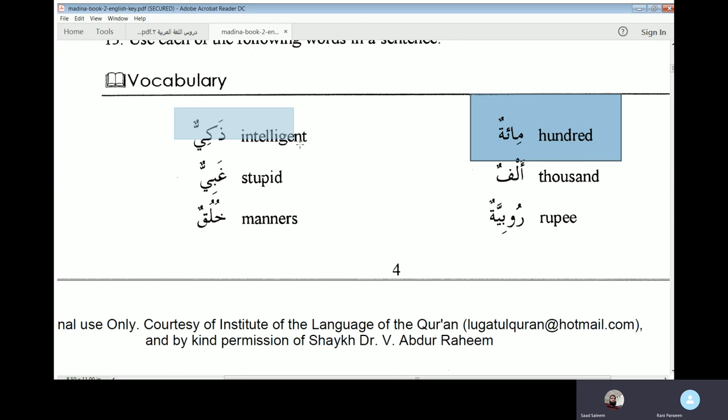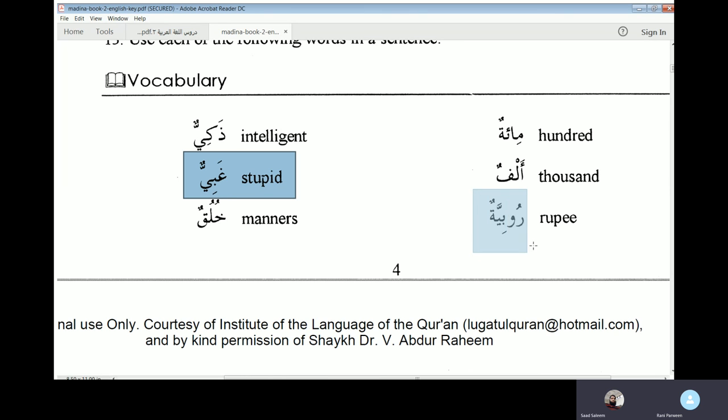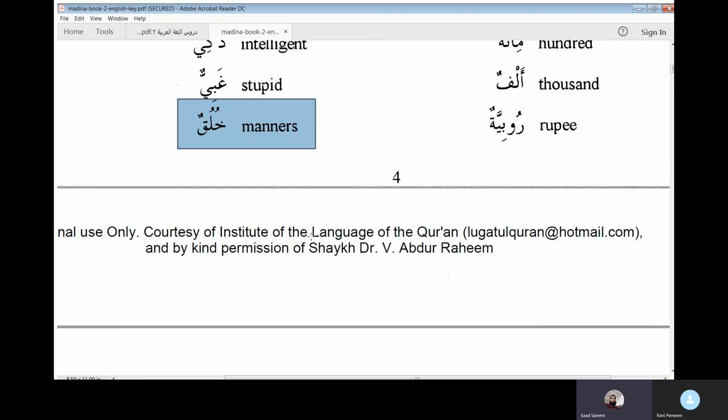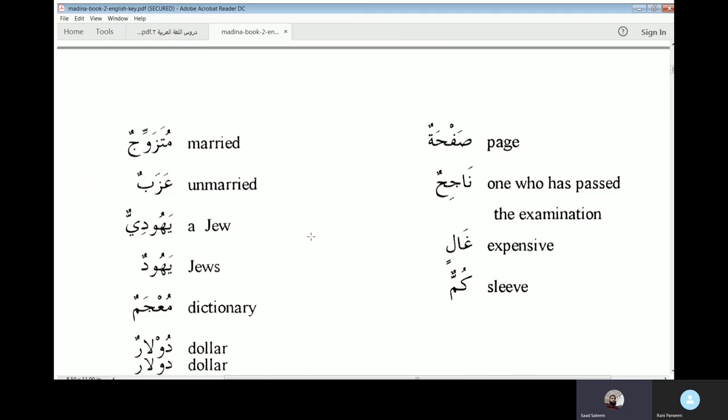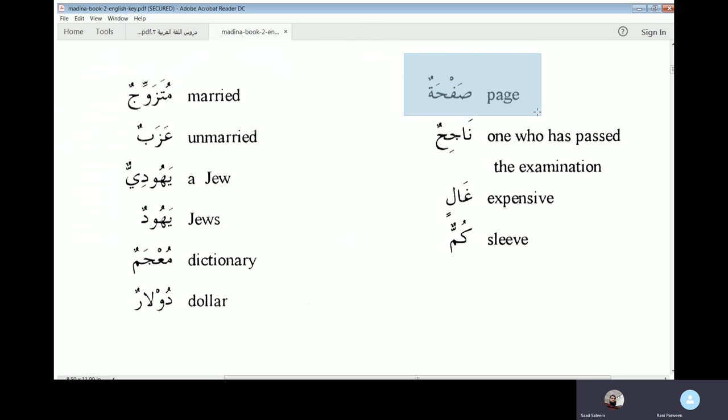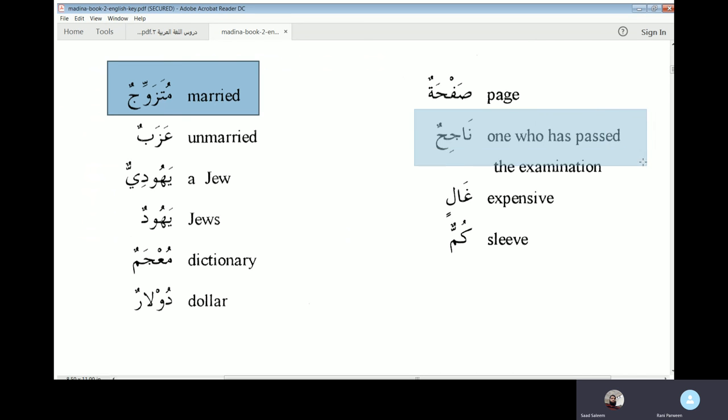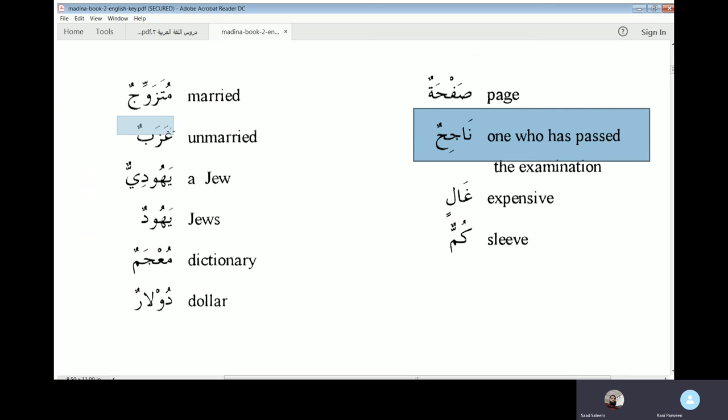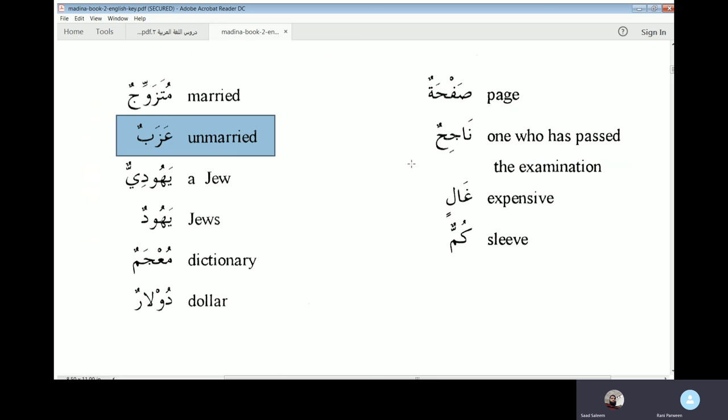Mi'atun, 100. Zakiyun, intelligent. Alfun, 1000. Ghaniyun, rich. Ghabiyun, stupid. Rubiyyatun, rupee. Khuluqun, manner. Safhatun, page. Mutazawwijun, married. Najihun, one who has passed the examination. Azabun, unmarried. Yahudiyun, a Jew. Ghalin, expensive.